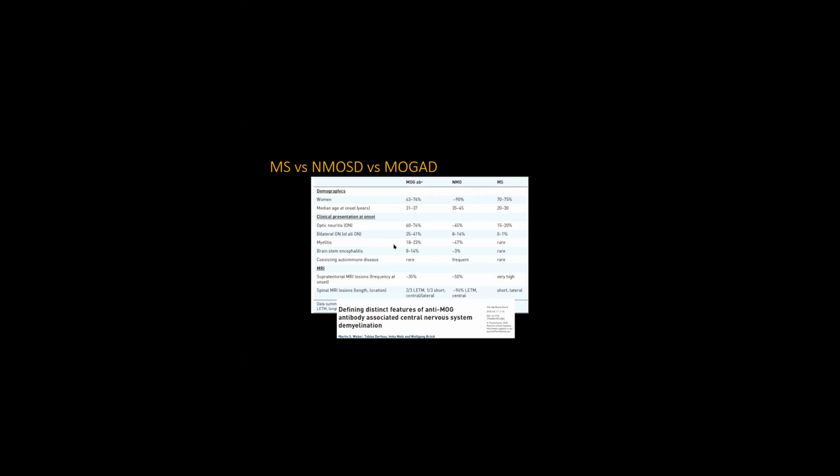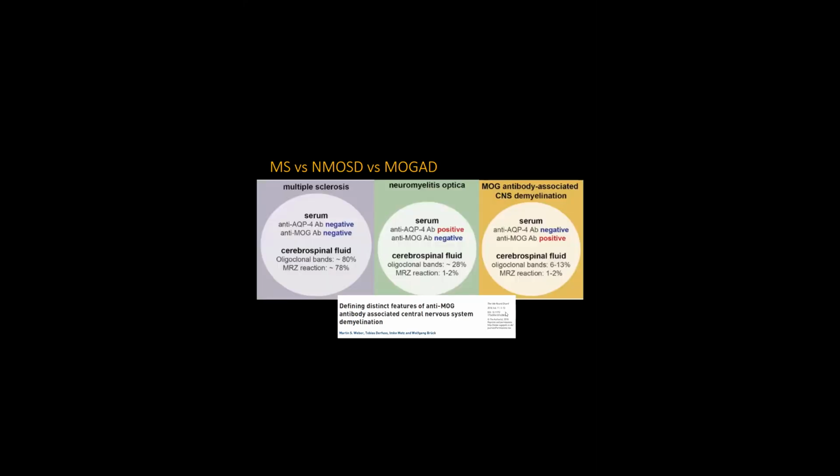Okay. So basically, I just want to say that optic neuritis is more common in MOG and NMO. Bilateral optic neuritis is again more common in MOG. Myelitis is seen more commonly with NMO and MOG compared to MS. Brainstem encephalitis is more common with MOG, and you see coexisting autoimmune disease, which a lot of speakers alluded to, more commonly with NMO. When you look at the spinal lesions, the longitudinally extensive lesions are more common with NMO, whereas with MOG you can see both longitudinally extensive as well as the short lesions, and with MS you basically see those shorter lesions.